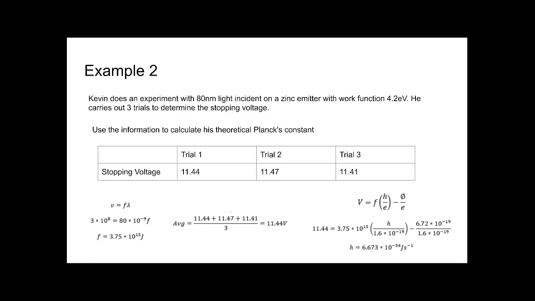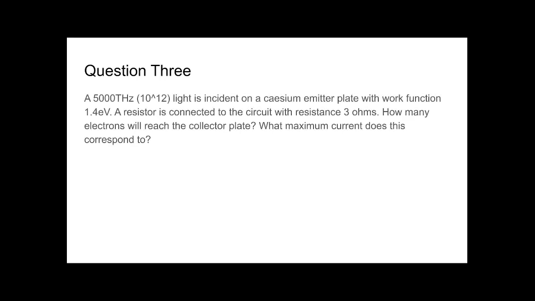Frequency is measured in per second, and energy is measured in joules. So Planck's constant should actually be in joule seconds, not joules per second. That's my mistake. So Planck's constant is 6.673 times 10 to the power negative 34 joule seconds. Alright, so example number 3.